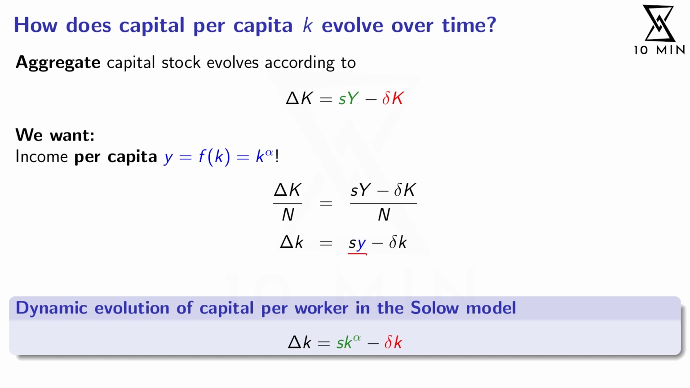Remember, S is our savings rate and Y is our income per person. So in the end, what we have here, S times K to the power alpha, is our savings per person and therefore our investment into new capital per person. And we take away the depreciation per person, right? K is the capital that we have per person, and share delta of that is destroyed by wear and tear.